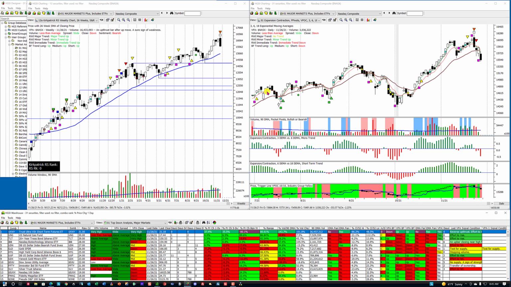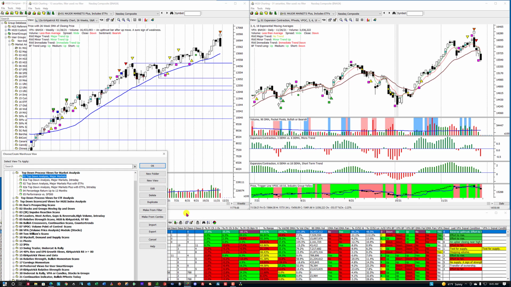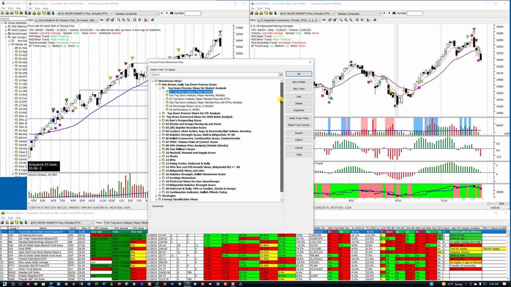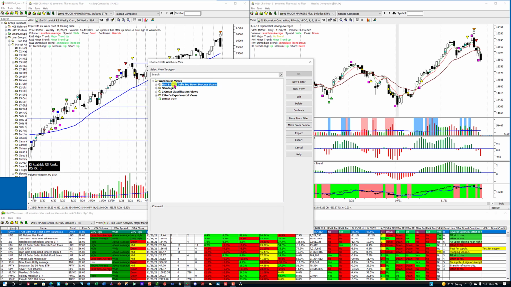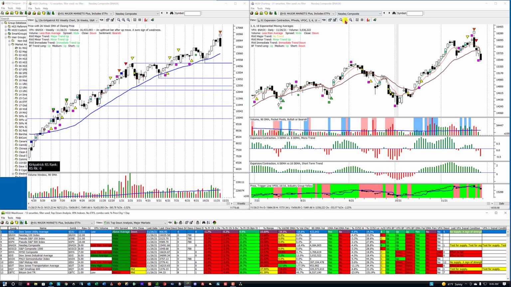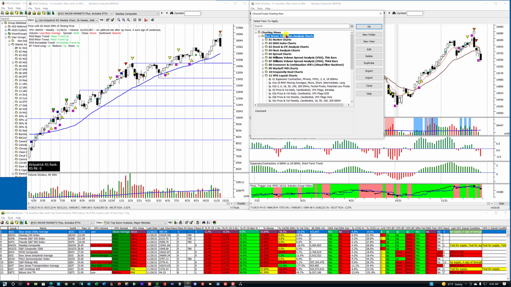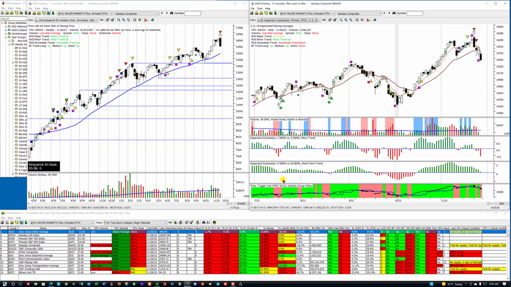I want to take a look at the market, but before I do that, if you're an Insider Club member, I want you to go into the warehouse views, click on my name and click delete on the warehouse views. And I want you to do the same thing on the charting views. Get rid of them and then reinstall or install the add-on because I have some new things in there that I'll show you here in a minute.